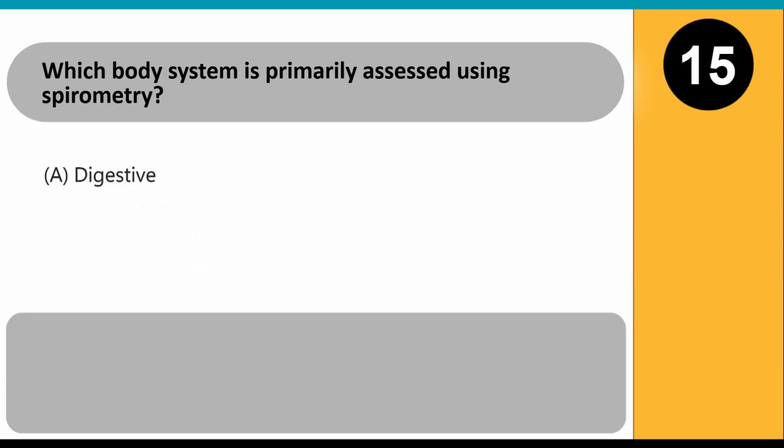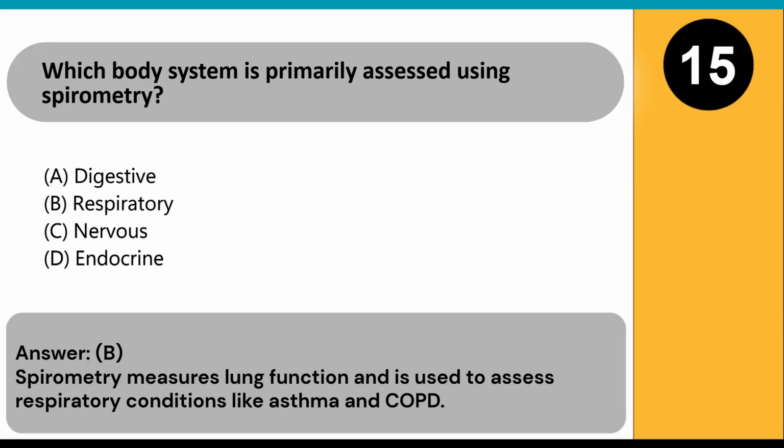Which body system is primarily assessed using spirometry? A. Digestive. B. Respiratory. C. Nervous. D. Endocrine. Answer B. Spirometry measures lung function and is used to assess respiratory conditions like asthma and COPD.